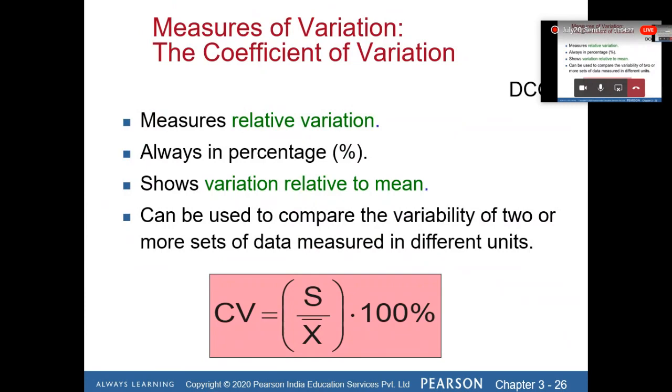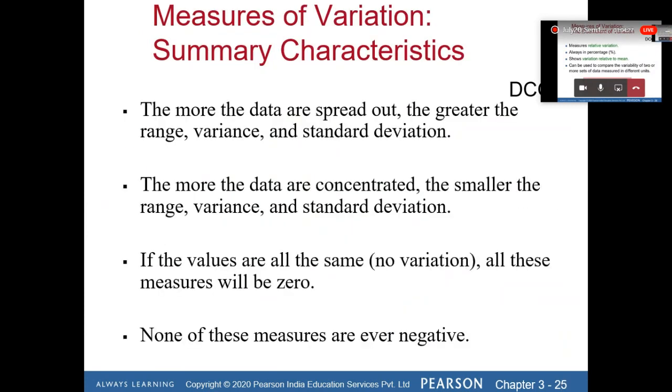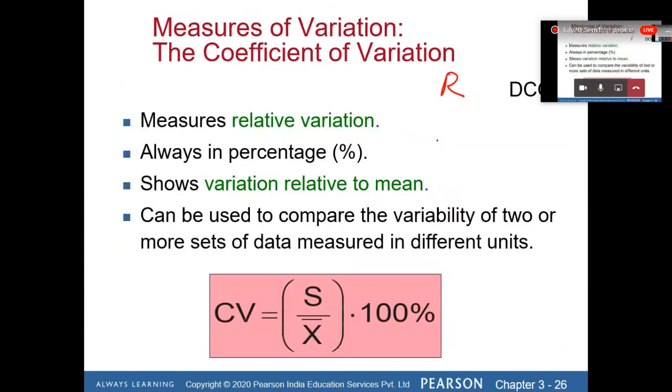Now, the last important one. You have learned range, R. You have learned sigma square, which means population variance. You have learned s square, sample variance. You have learned sigma, population standard deviation. You have learned s, sample standard deviation. So 1, 2, 3, 4, 5 different types of variation you have learned.